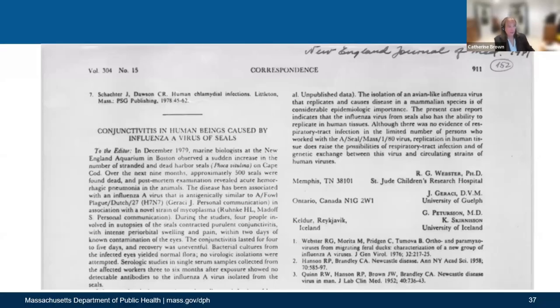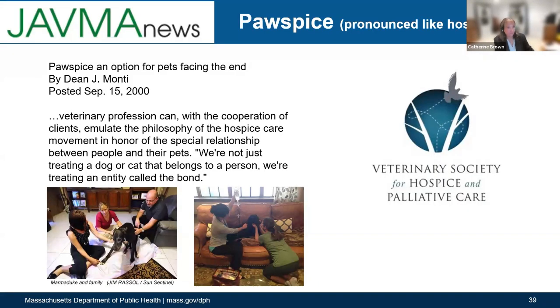They were able to connect the exposure in the seals to this disease in humans. And we have actually seen this over and over now in other avian influenza outbreaks, but it's kind of cool to see one of the first recognitions of this happening.